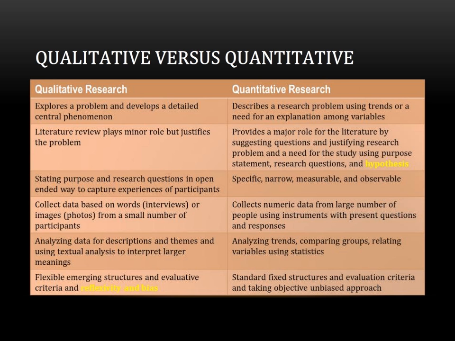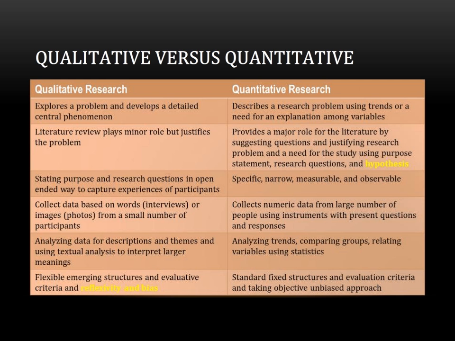In qualitative research, the text is the main area of analysis. There's also flexibility from the emerging structures and evaluative criteria, and reflexivity and bias. Qualitative researchers typically believe that nobody can come into a study without a certain level of bias.